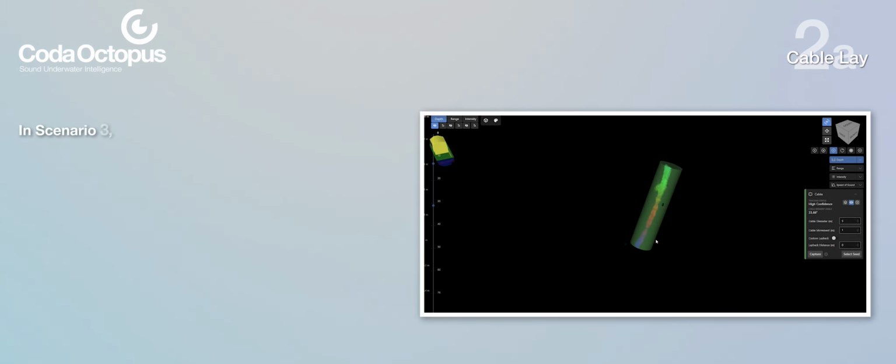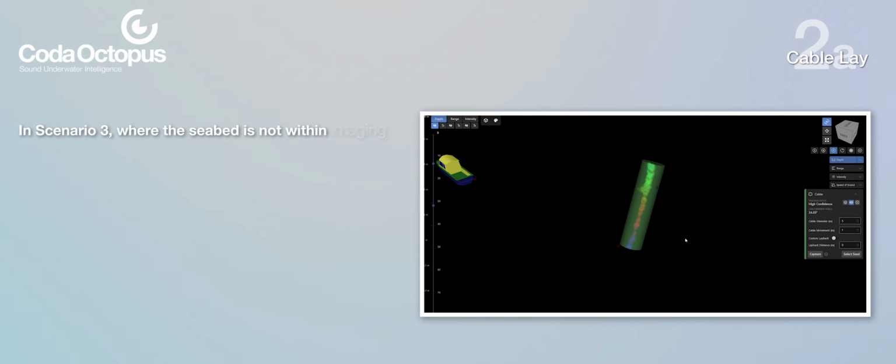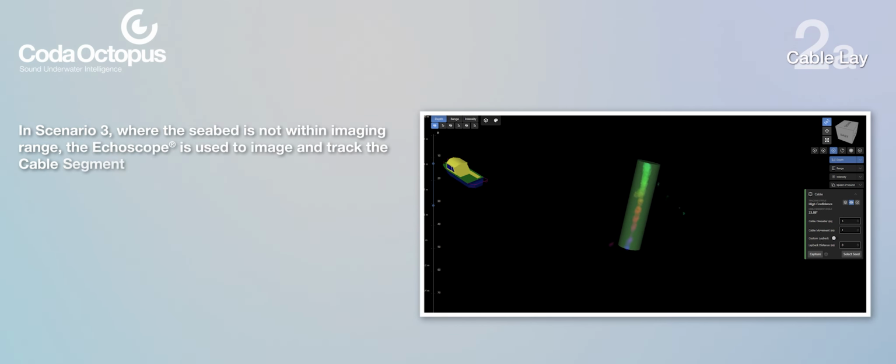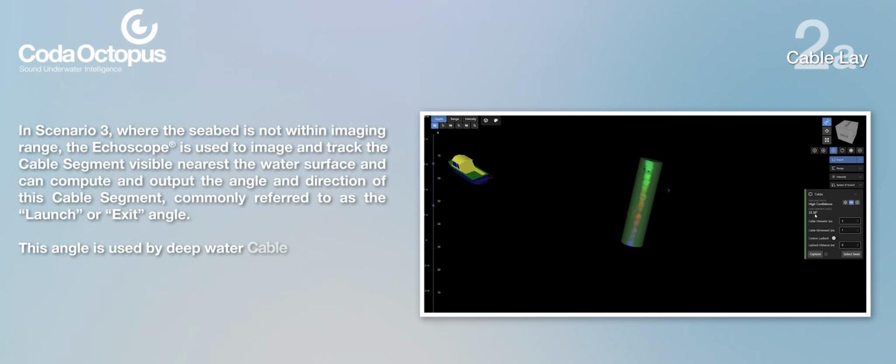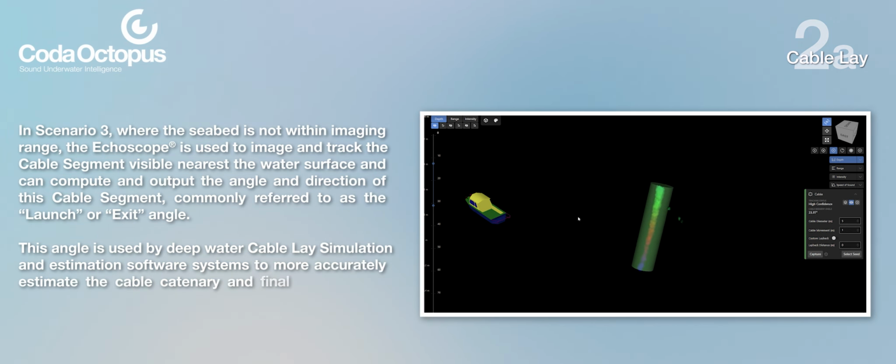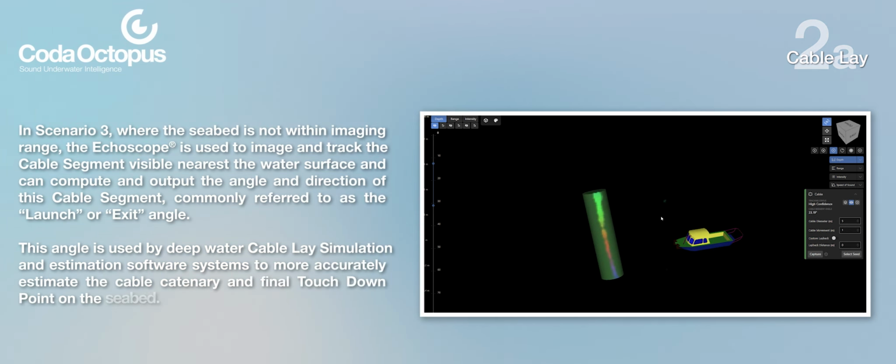In scenario 3, where the seabed is not within imaging range, the Echoscope is used to image and track the cable segment visible nearest the water surface and can compute and output the angle and direction of this cable segment, commonly referred to as the launch or exit angle. This angle is used by deep-water cable lay simulation and estimation software systems to more accurately estimate the cable catenary and final touchdown point on the seabed.